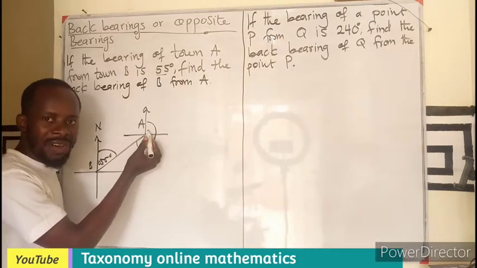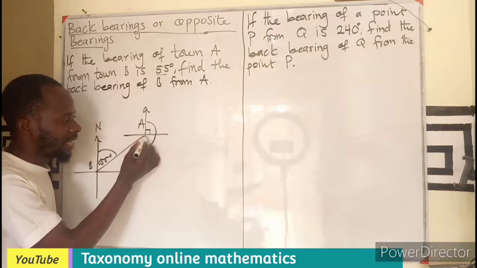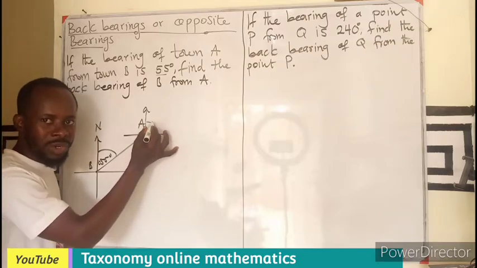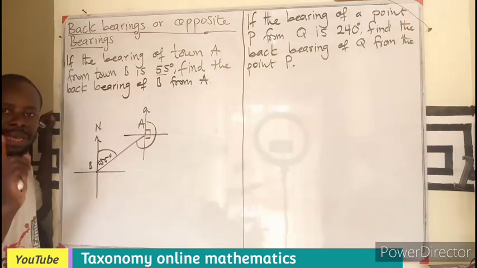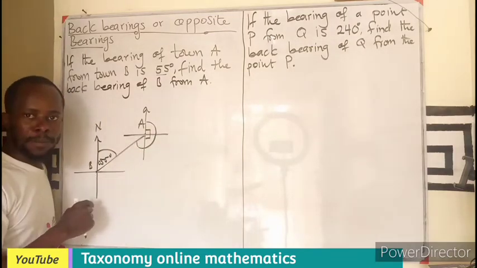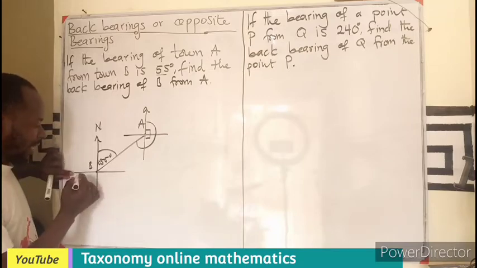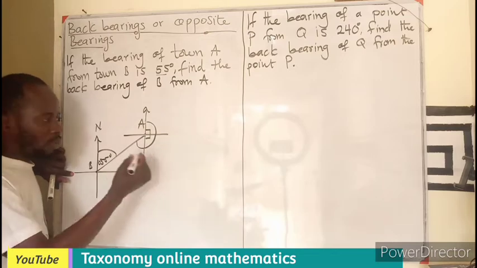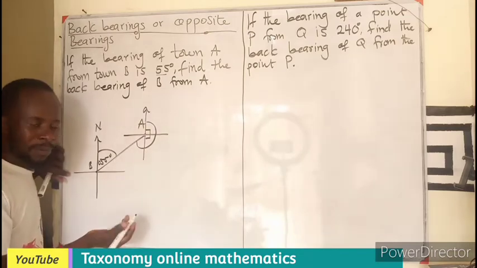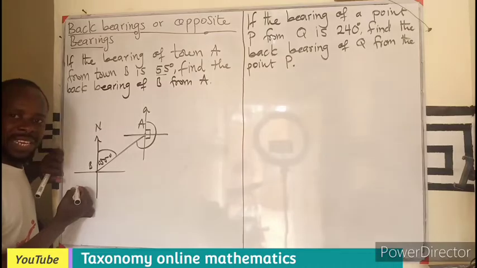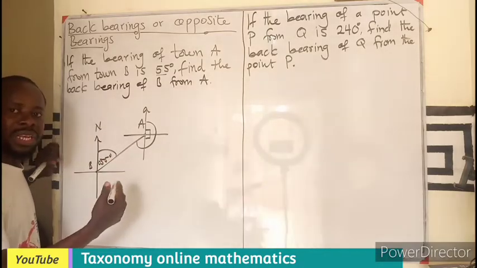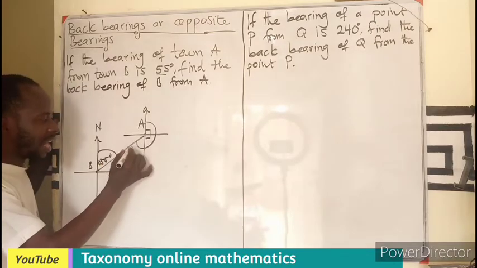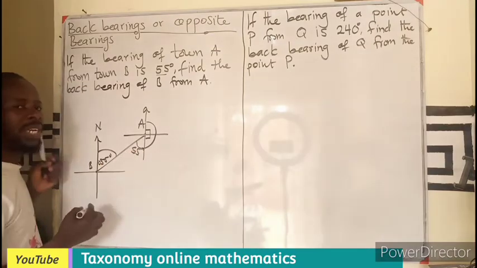Meaning I already have an angle of 90 here. Here also I have 90. If I know the angle here added to these angles, I should be finding the bearing of B from A. Now also we know that this line, which is the west-east line, are parallel lines. So if these two lines are parallel and there is a transversal through it, it means this transversal produces what? Alternate angles. Meaning the angle here will be the same as this, 55 degrees.